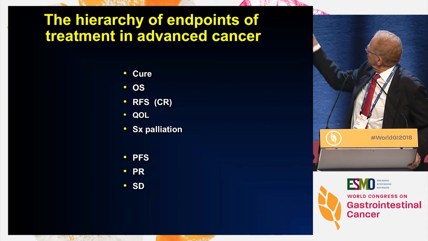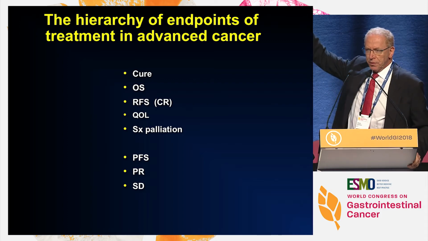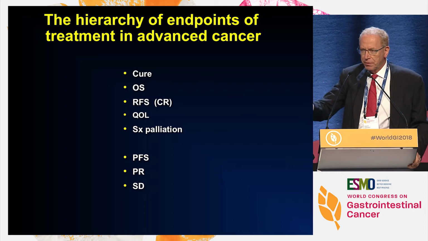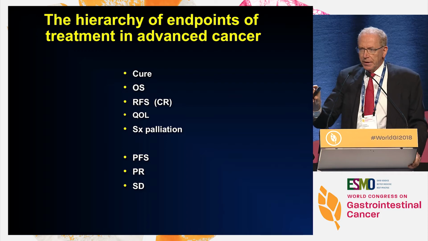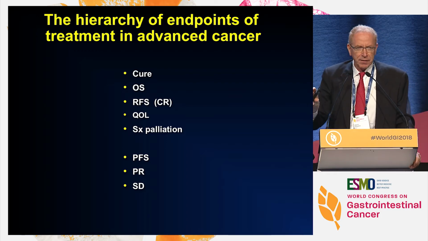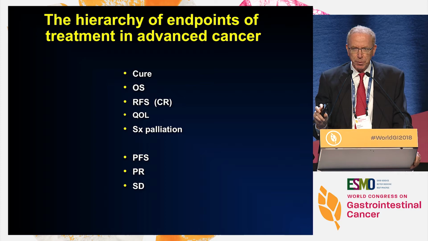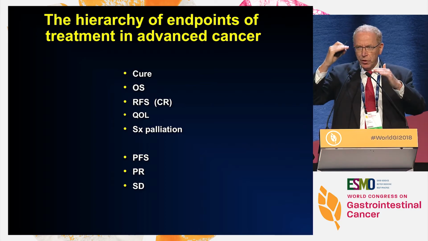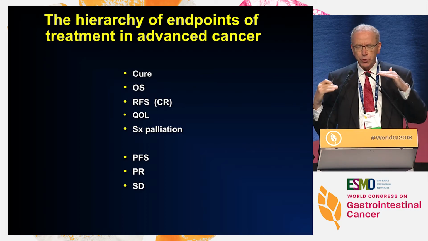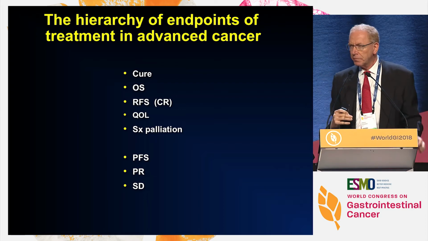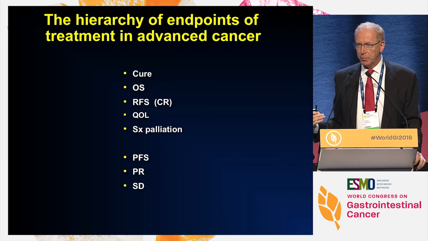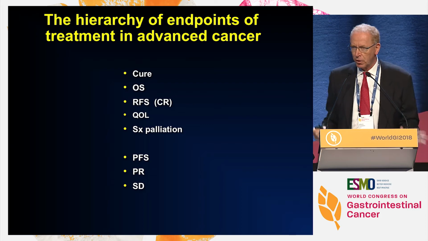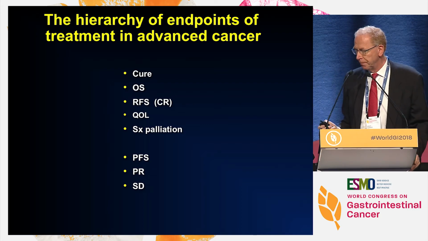You see a space in between the first set of endpoints and the second set of endpoints, and the space is not a mistake. The first 5 are patient-related endpoints, hierarchically superior to the other 3 that are tumor-related endpoints. Again, think of running a 600-patient randomized study with a patient-related endpoint. Not such a correct choice.